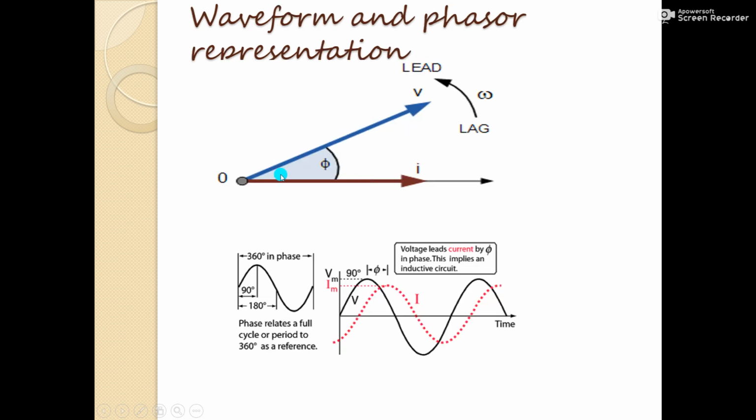So here you can see the voltage is the leading quantity which leads current I by an angle phi. So that is shown in the waveform as well. Voltage leads current by an angle phi.